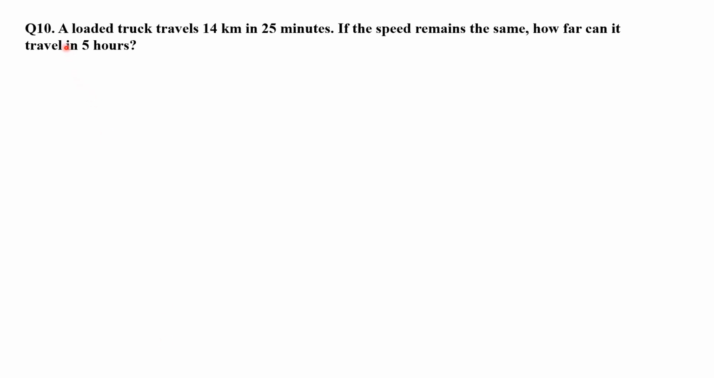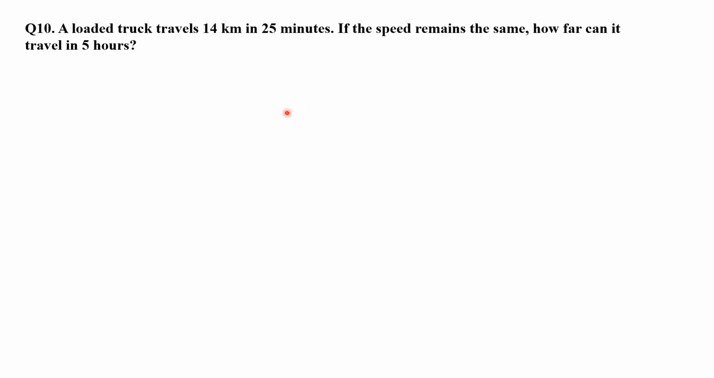Question number 10. A loaded truck travels 14 km in 25 minutes. If the speed remains the same, how far can it travel in 5 hours? Here it is given that the speed is the same, means the speed is uniform throughout. And when speed is uniform, then more distance will be covered in more time, because the speed is constant. Speed is not changing here. So again, it is a case of direct proportion, because if you have to cover more distance with the same speed, then it will take more time.